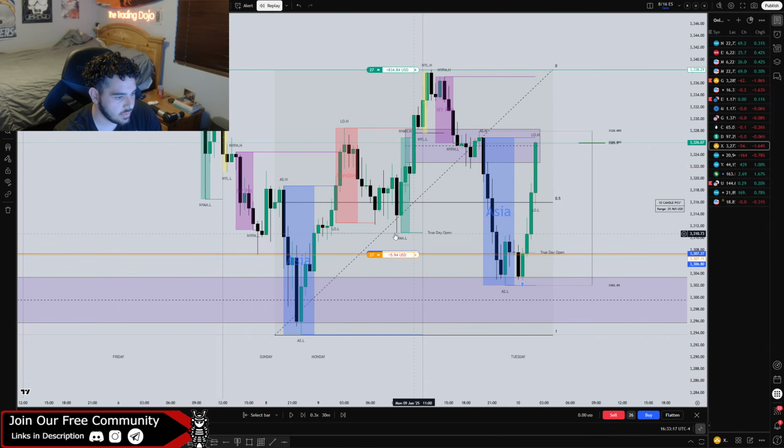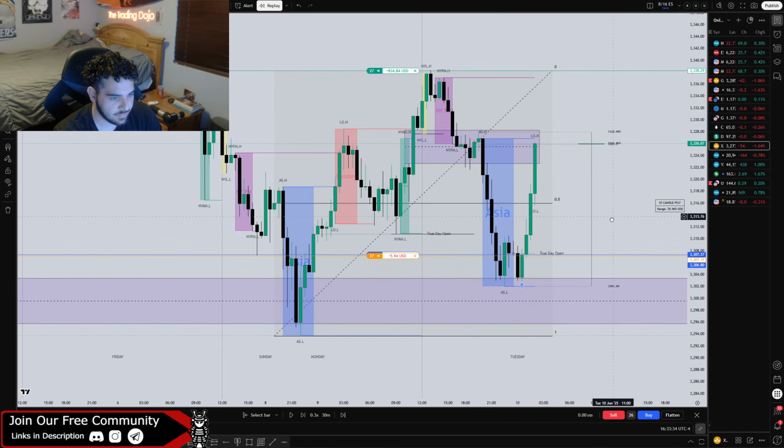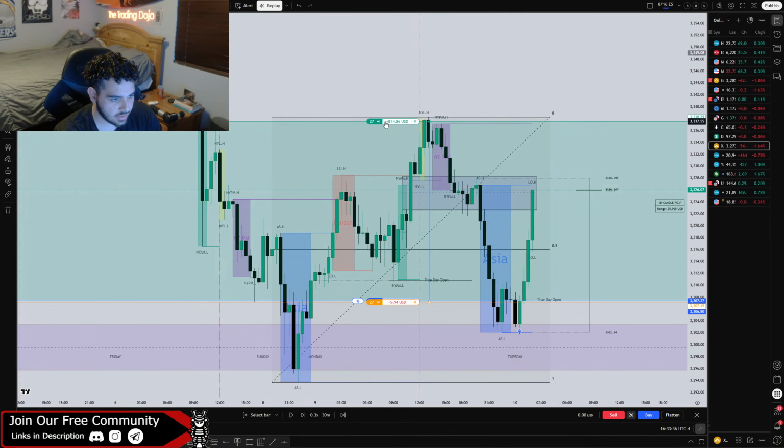And so right here, we took out all this sell side. This New York AM is going to hold a lot of power right here. When we sweep that, there's likely to be a lot of sell stops. So as soon as I saw this reaction based off of this 4-hour fair value gap, we're in a deep premium. It's likely that we're just going to start running to some of these highs.